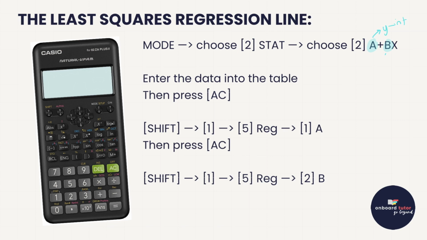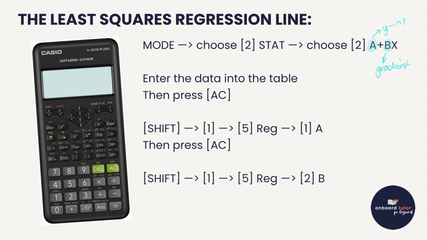And b is going to be the gradient of the straight line. So we still are working very much with the straight line equation, but we're going to need to do this step here more than once. So first of all, we're going to go shift 1, because that's going to give us all our statistics options. We're going to choose 5 for regression, and then we're going to start filling in these variables.